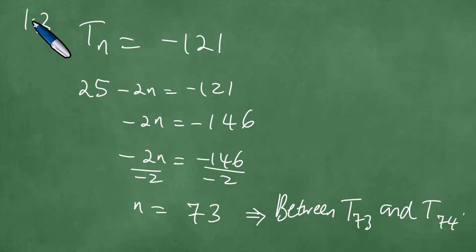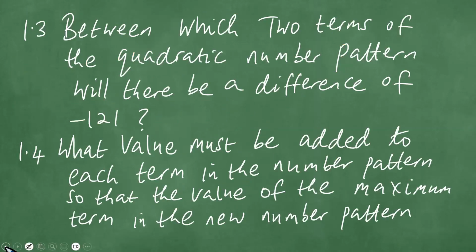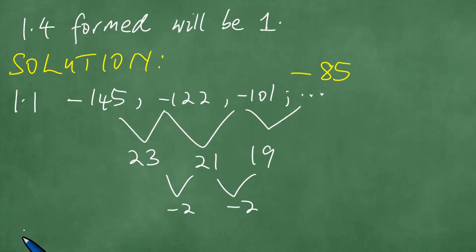Next question. What value must be added to each term in the number pattern so that the value of the maximum term in the new number pattern formed will be 1? So you must get the maximum term so that you can know what must be added to it. So what is the maximum term?